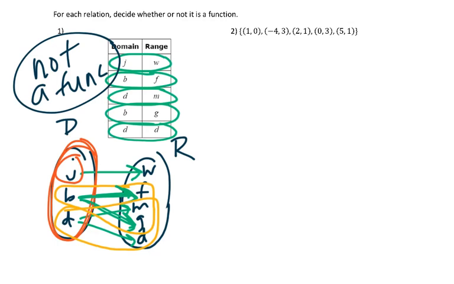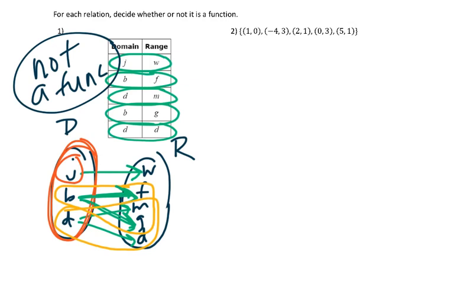Okay, so let's look at number 2. So again, we're given points, and if you don't have to, you can draw yourself a map or not. But again, what we're going to look at is we're going to check and see, does every x value only go to one y value? And so a quick way to check so that we don't have to draw the map every single time is we look for and see if there are repeated x values. Okay, so remember x is your domain.